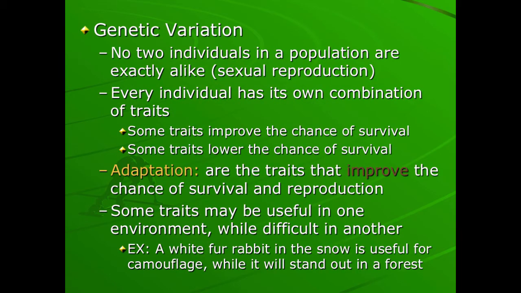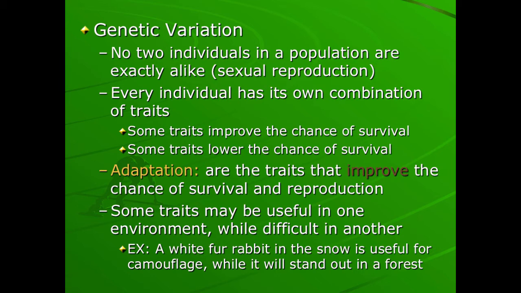So genetic variation. No 2 individuals in a population are exactly alike if we're talking sexual reproduction. Every individual has its own combination of traits. Some traits might help improve the chance of survival, while other traits might lower the chance of survival. So here's the definition for adaptation, and I definitely want you to write this down. Adaptations are traits that improve the chance of survival and reproduction.